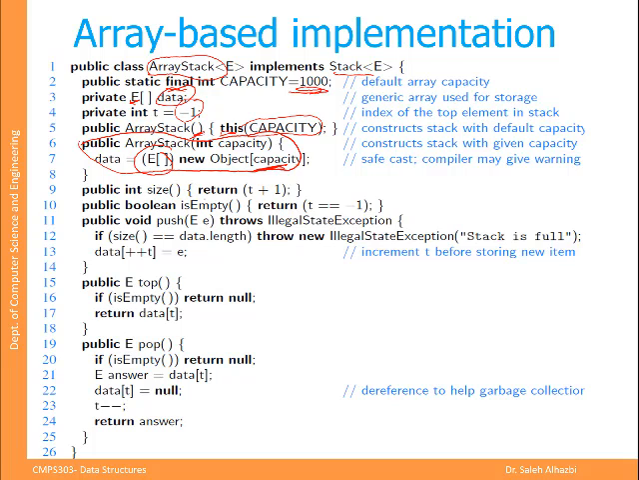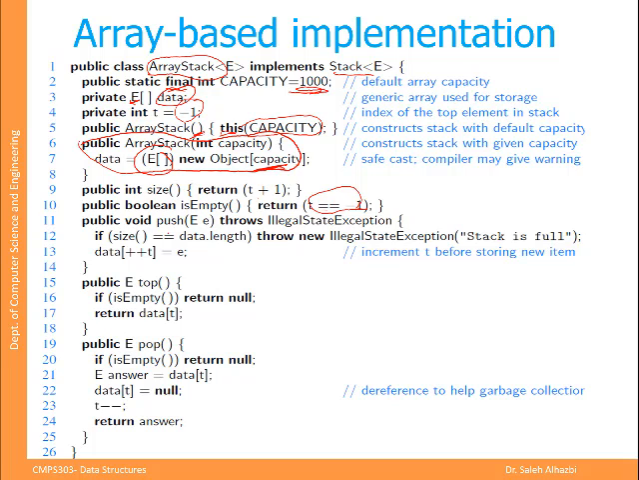Okay, size will return how many elements are currently in the array, so it returns t plus 1. Boolean isEmpty will return t equals -1. Again, if this relational expression is true, I mean, if t equals -1, that means it's empty. Otherwise, that means it has elements.